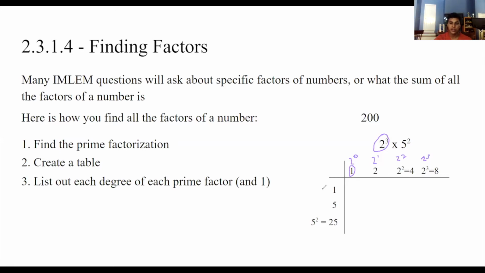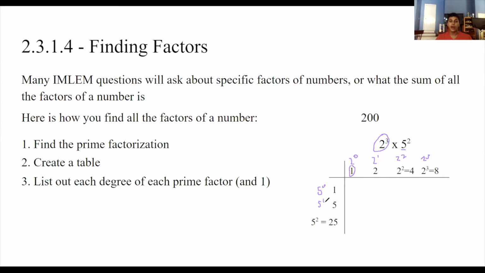Now, if I move down into my column, I have to list out all the different degrees of my next prime factor, which is 5. So I start with 5 to the power of 0, then do 5 to the power of 1, and then 5 to the power of 2. And so 5 to the power of 0 is just equal to 1, because again, any number to the power of 0 equals 1. Then 5 to the power of 1 equals 5, and 5 to the power of 2 equals 25.